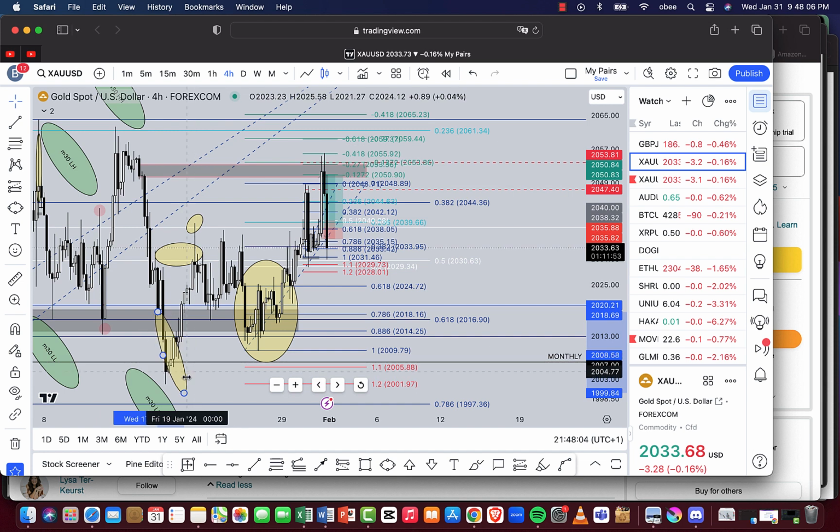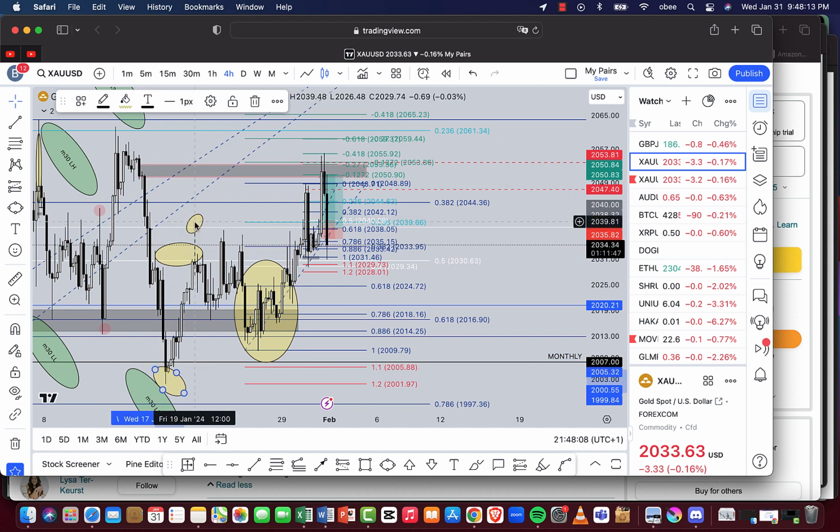Or let's say the previous low point right there. Okay, so we're going up that direction. Okay, the market attempted to break this area but never broke past this area.